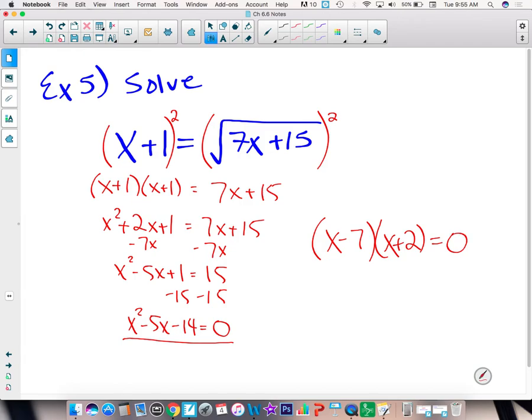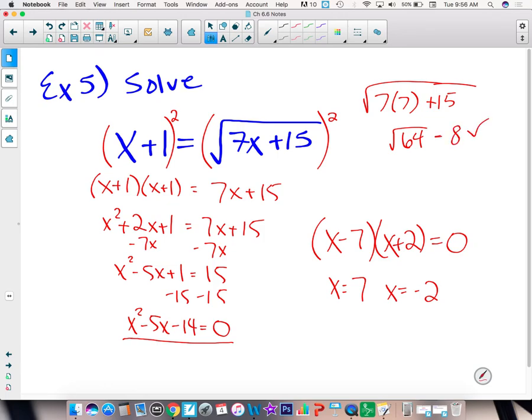Now you get two answers. That means we have x equals 7 and x equals negative 2. This is really where it's important to check your two answers. If you plug the 7 in there, it's going to look like this: 7, 7 plus 15, so it's the square root of 64, which is the 8 that we would get on the other side.